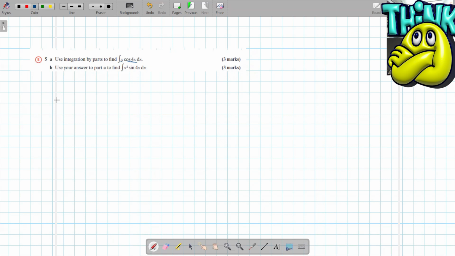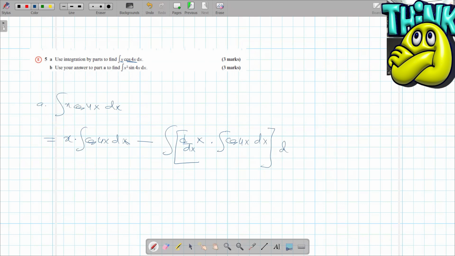What is the integration by parts formula? It was the first function times the integral of the second, minus the integral of the derivative of the first function and the integral of the second function, and all of this integrated.